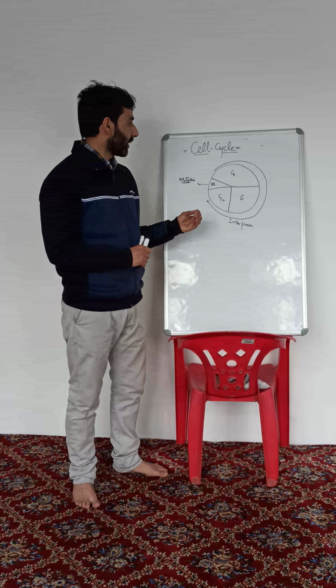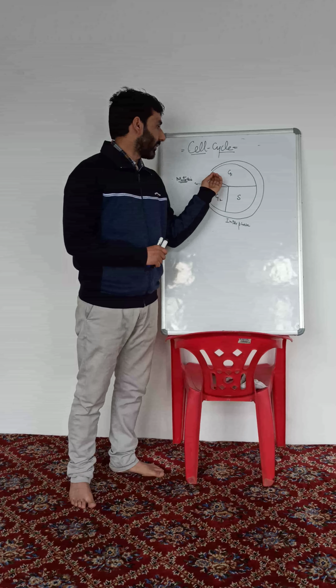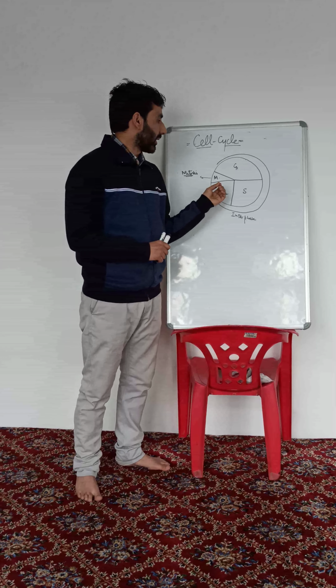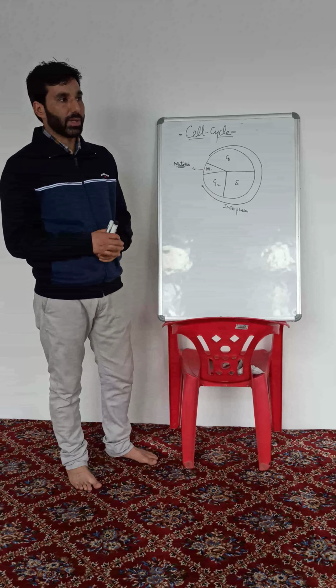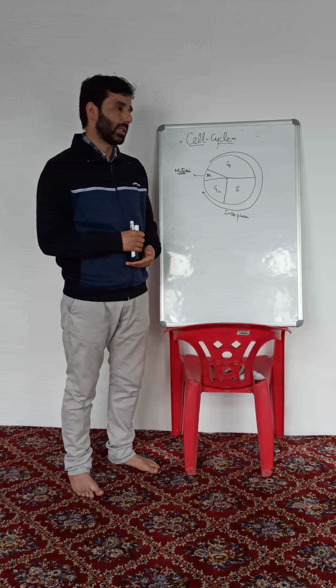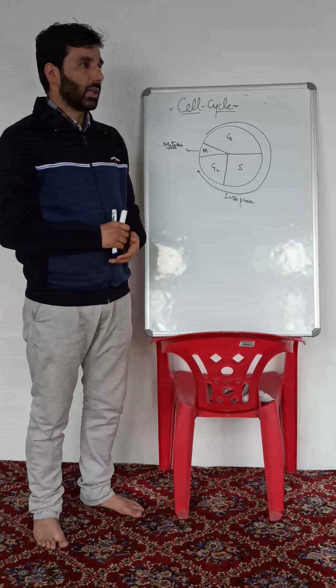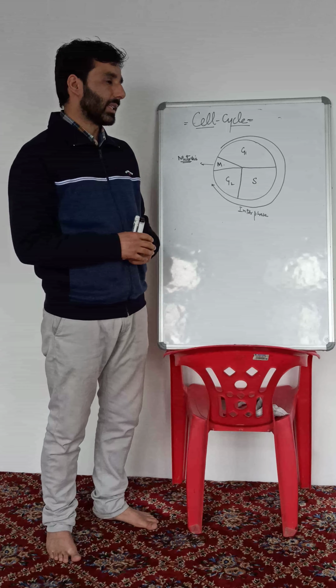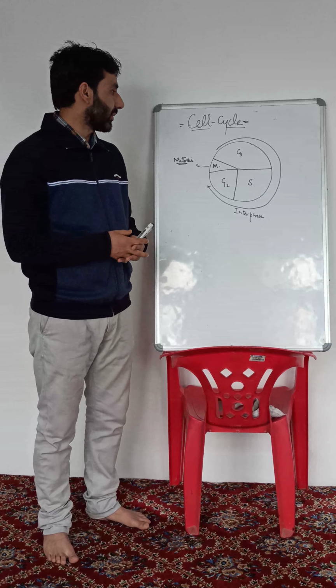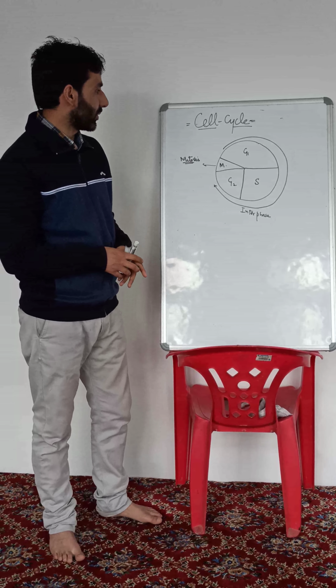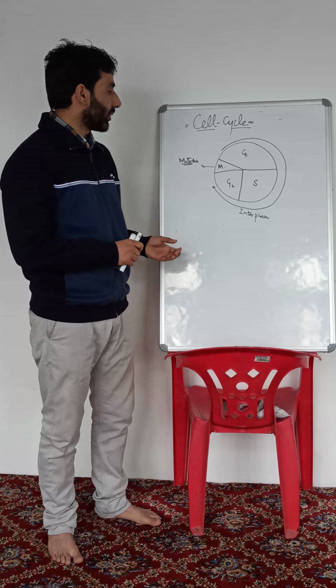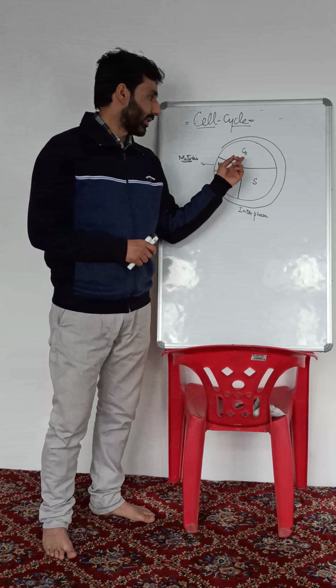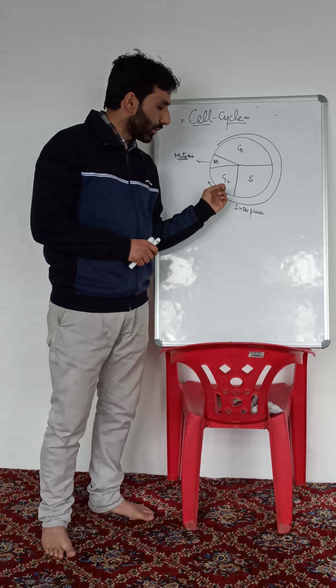So we were discussing the interphase, which is actually the preparatory phase of the cell cycle, where the cell prepares itself for division into two daughter cells. All the preparation which a cell makes during the interphase is divided into three subphases, that is G1 phase, S phase, and G2 phase.